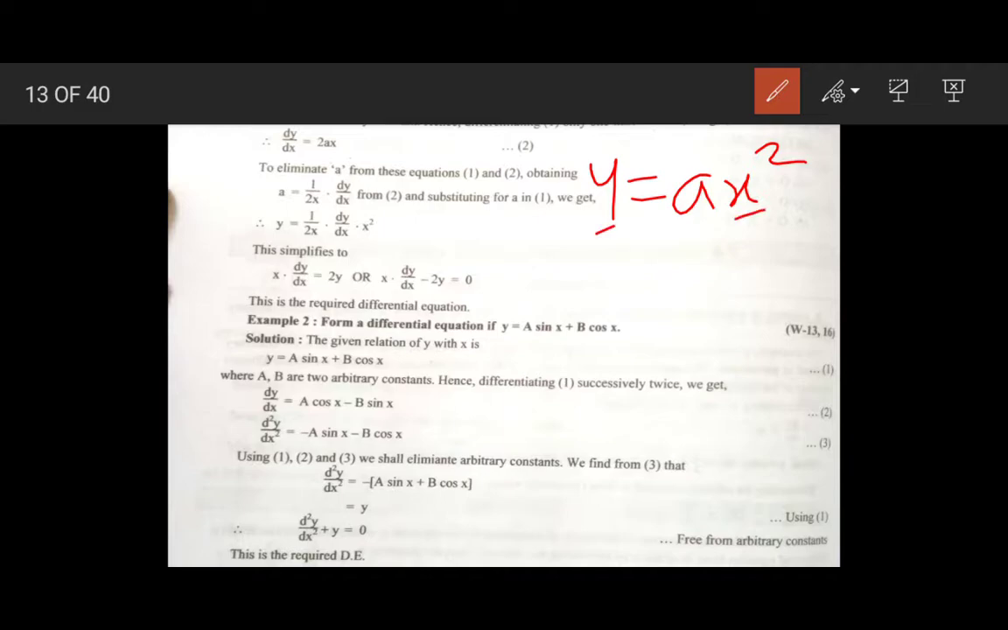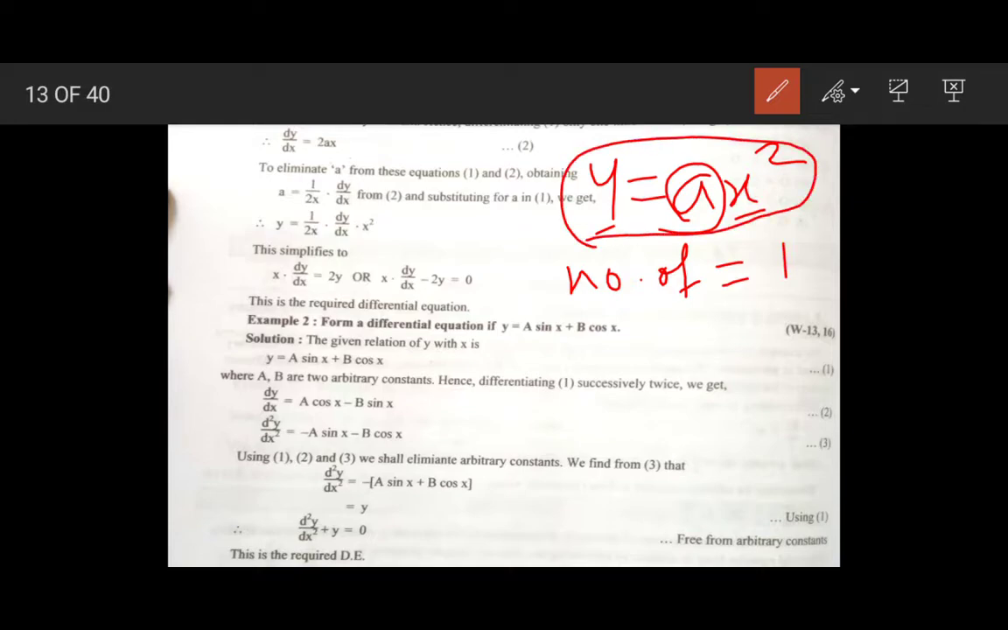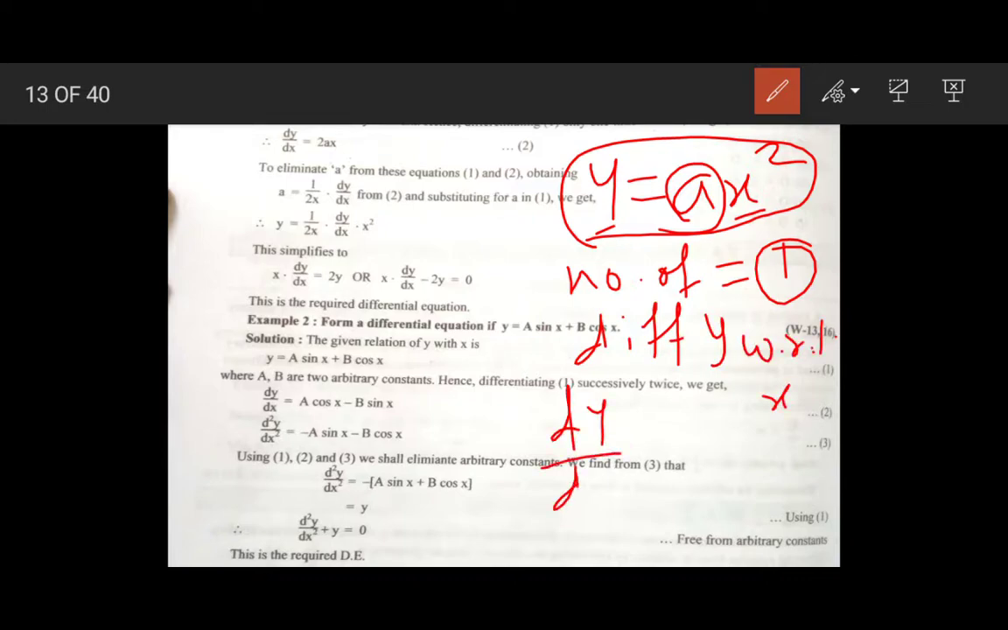So y and x are variables. So the arbitrary constant is a. So the number of arbitrary constants is 1. Okay. So I have to differentiate this equation one time. So I am differentiating this y with respect to x. So dy upon dx is equal to a as it is. Derivative of x square is 2x. So I am getting dy upon dx as 2ax.